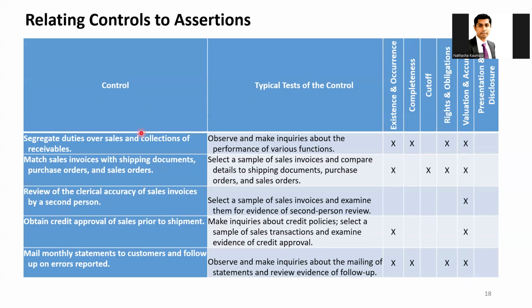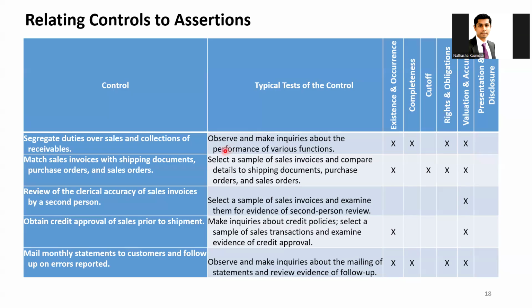And then since more than one party is involved in the process, we can be sure that their numbers are accurate. That means accurate numbers are there in revenue, and then in trade receivables. That means valuation is correct. So likewise, you can expect these assertions to be covered when you have this control and perform this test of control.